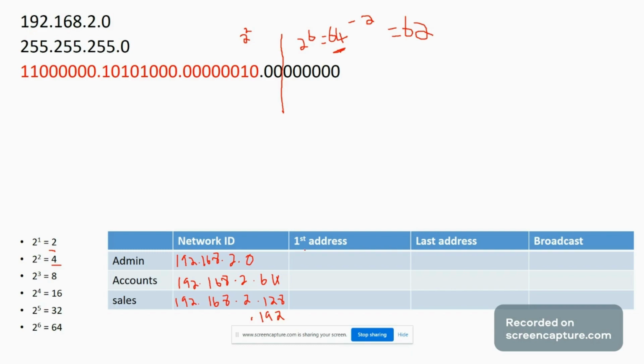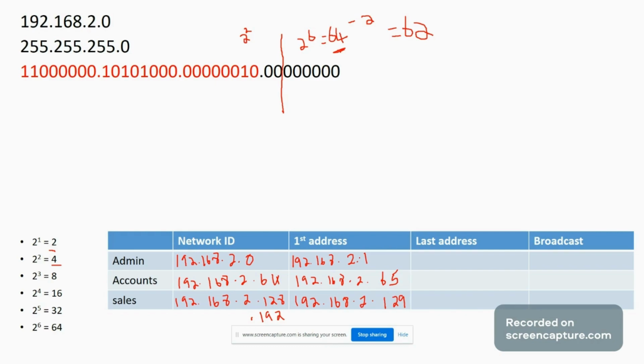So we need to know the first usable address we can have on each network. That will be 192.168.2.1 on this network. On this network will be 192.168.2.65. And on this network will be 192.168.2.129. So those are our first usable addresses on each network.